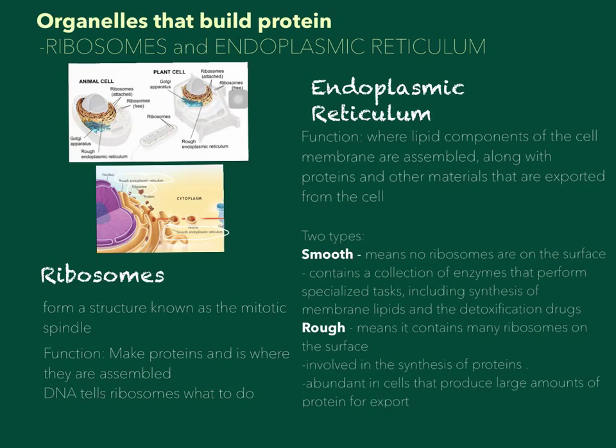Ribosomes can be found in animal cells and in plant cells. ER can be found here and here.